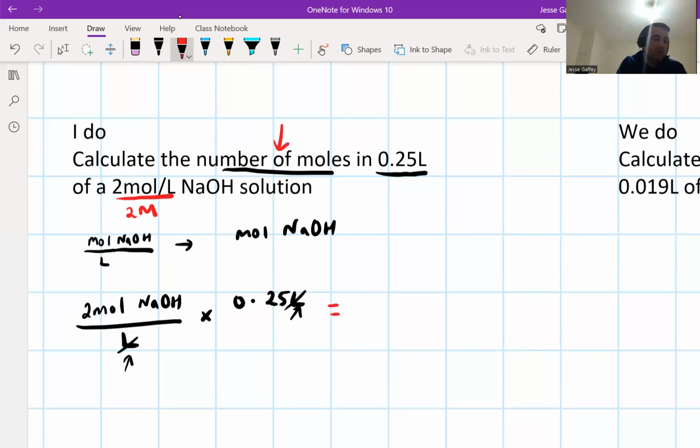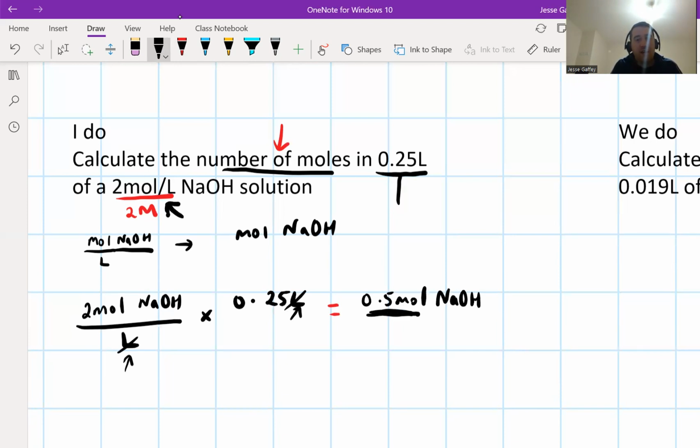Okay, so when we do this, I'm going to go ahead and stick it in the calculator. You've got 2 times 0.25, and the answer I'm getting is 0.5 moles of NaOH. Now, another thing to do is to ask yourself as you go along, is this logical? Okay, 0.5 moles. Well, it's less than the number of moles we should have in every liter. We should have 2 moles in every liter, and I have less than that.